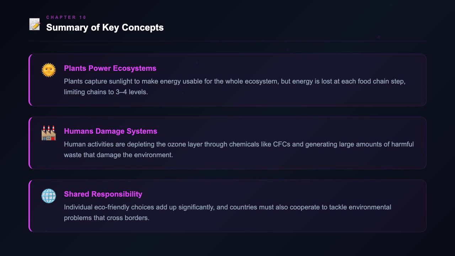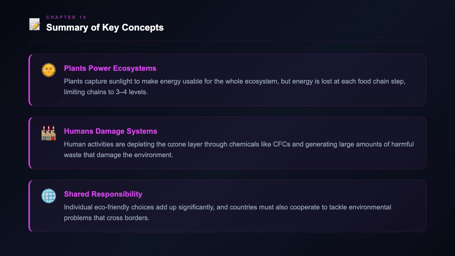Plants capture sunlight and make energy usable for the ecosystem. Energy gets lost at each step of the food chain, so most chains only have 3 to 4 levels. Humans are shaping environmental systems, damaging the ozone layer with chemicals like CFCs. We're generating huge amounts of waste, both natural and non-biodegradable, that harm the environment. Protecting the ozone layer and managing waste are critical. Individual environment-friendly choices add up and make a difference.